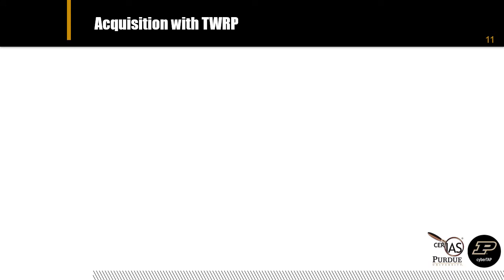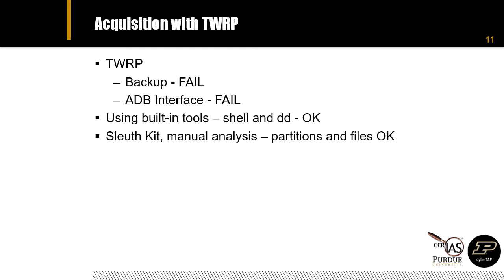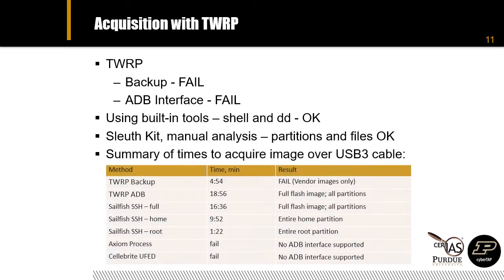Acquisition with TWRP was performed not without a problem. Initially, we attempted to use the backup and ADB interfaces, and both of those failed. However, we were able to use the ADB shell and then the dd tool to make a complete image of the phone. Later, this image was analyzed using The Sleuth Kit, and we were able to extract individual partitions and files. As all transfers were conducted through USB, here is a summary of the time it took to perform some of those operations.